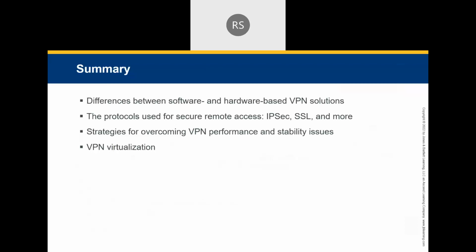Stability factors include the configuration, location, software version, and what is the underlying operating system. Finally, we discussed VPN virtualization. The desktop virtualization allows for the creation of virtual desktop environments that are accessed remotely by users, while the SSL VPN virtualization involves creating multiple virtual instances of SSL VPN appliances or servers to accommodate the different user groups and departments.